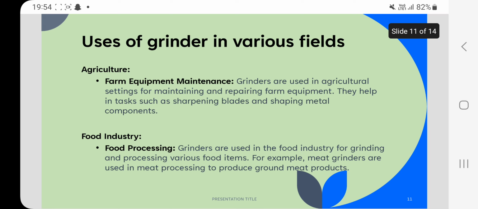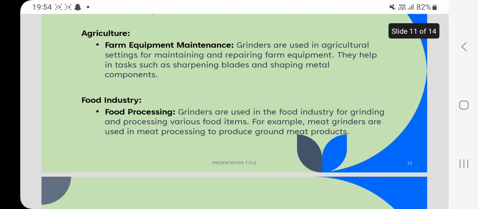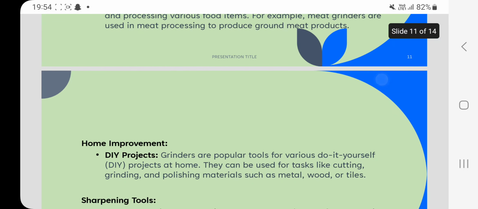Agriculture, farm equipment maintenance. Grinders are used in agricultural settings for maintaining and repairing farm equipment. They help in tasks such as sharpening blades and shaping metal components. Food industry, food processing. Grinders are used in the food industry for grinding and processing various food items. For example, meat grinders are used in meat processing to produce ground meat products.